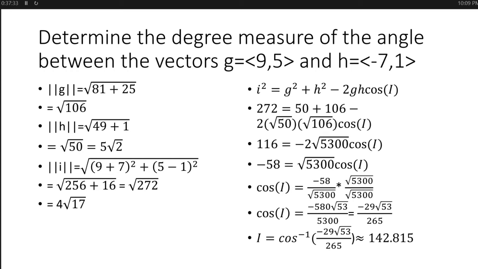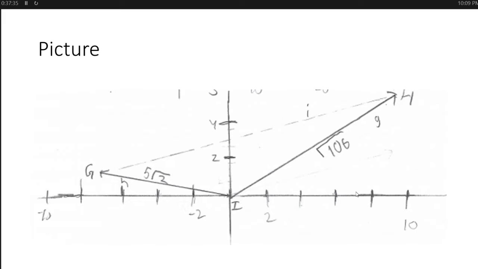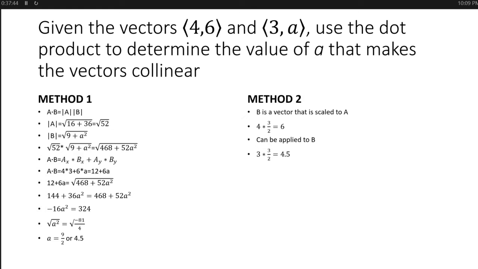So this is the approximate answer. Looking at this picture, if you draw a picture, you will also see it's pretty reasonable. This is a pretty big angle. This looks good. So it checks out. So let's move on. Next problem.